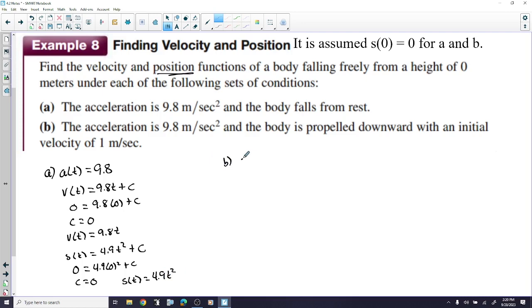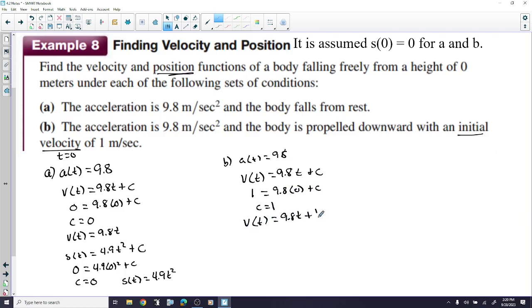Letter B, we start out the same way, where a of t is equal to 9.8. The acceleration is 9.8 meters per second squared, and the body is propelled downward with an initial velocity of 1 meter per second. So the velocity, v of t, is equal to 9.8 t plus c. But the initial velocity at time t equals 0 is 1. So the velocity is 1 when the time is 0. So c is equal to 1. V of t is equal to 9.8 t plus 1.